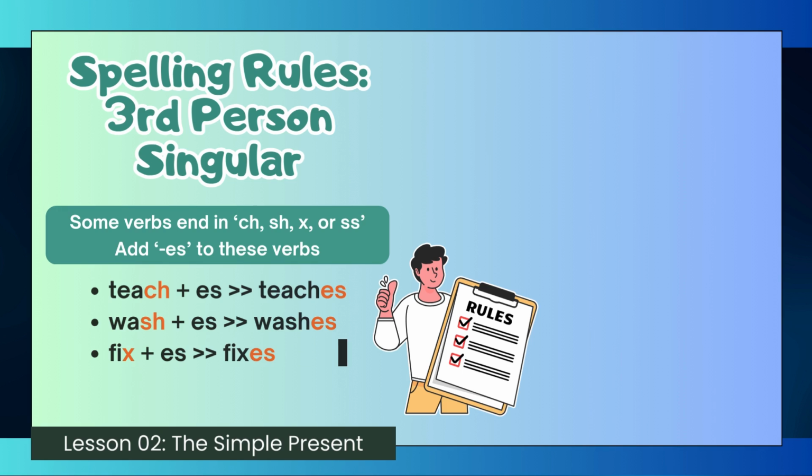Now the verb fix ends with x. We add es to it. So you could say he fixes, she fixes, it fixes. Now the verb miss here ends with ss. Again, we need to add es to it. So this becomes misses. He misses, she misses, it misses.